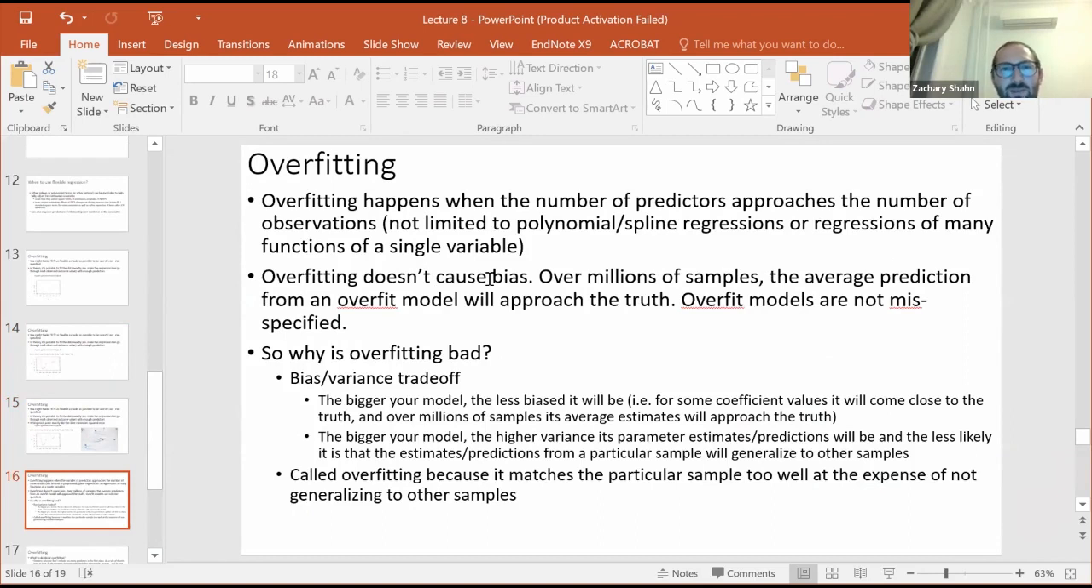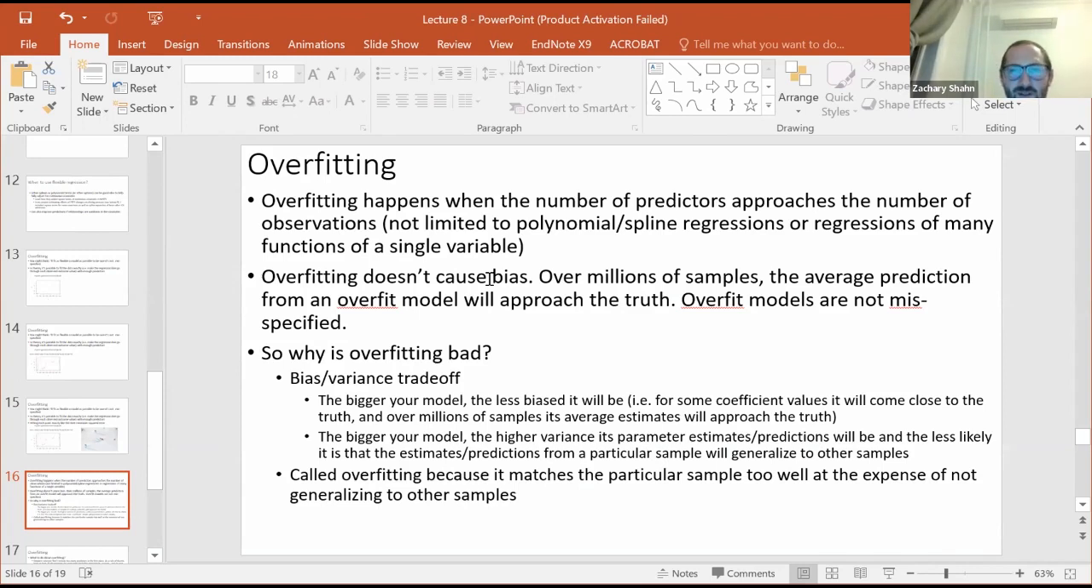If the number of predictors approaches the number of observations, and it doesn't have to just be polynomial or spline regressions or other examples of where you make a bunch of transformations of the same variable. It could be you have age, you have sex, you have race, you have a million covariates, and you don't have that many observations of the outcome. This can still happen. You can still make it so that you perfectly predict every single outcome point as a function of the covariates that you have.